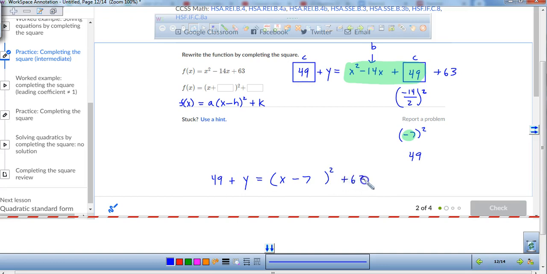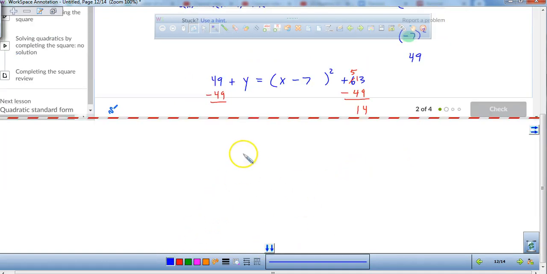Plus 63. And the last step that I'm going to do to both sides is take away 49 from this side, and take 49 from this side. So we'll do a little borrowing. 13 minus 9 is 4, and 5 minus 4 is 1. So here is our final answer in vertex form.